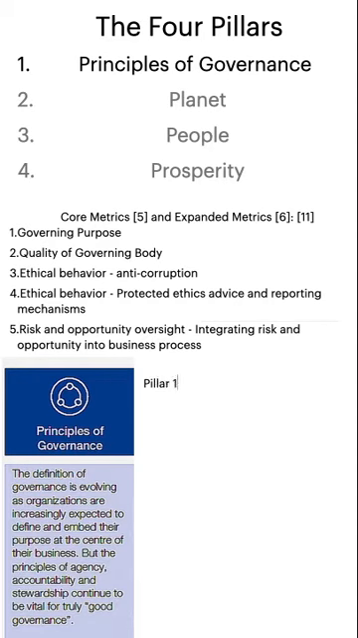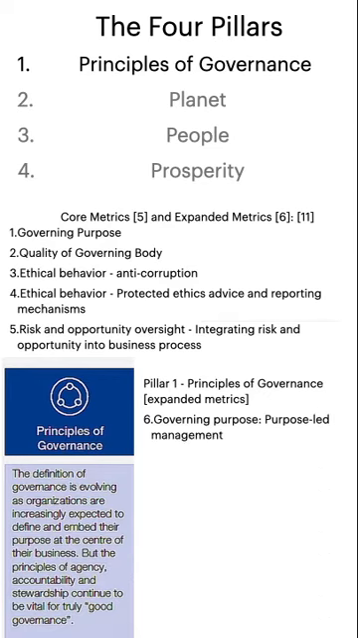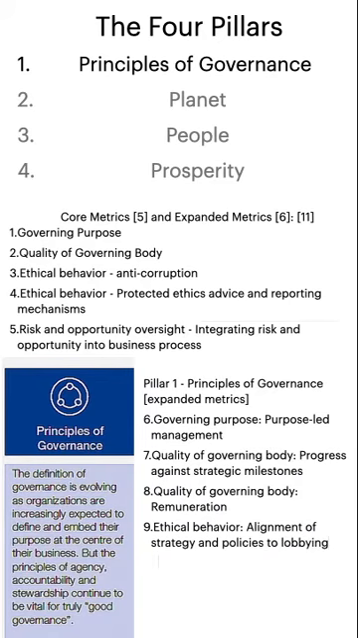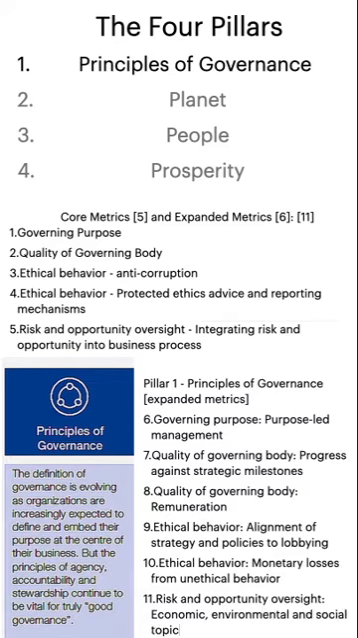Pillar 1. Principles of governance, expanded metrics. 6. Governing purpose, purpose-led management. 7. Quality of governing body, progress against strategic milestones. 8. Quality of governing body, remuneration. 9. Ethical behavior, alignment of strategy and policies to lobbying. 10. Ethical behavior, monetary losses from unethical behavior. 11. Risk and opportunity oversight, economic, environmental and social topics in capital allocation framework.